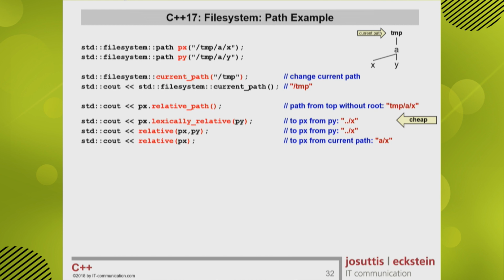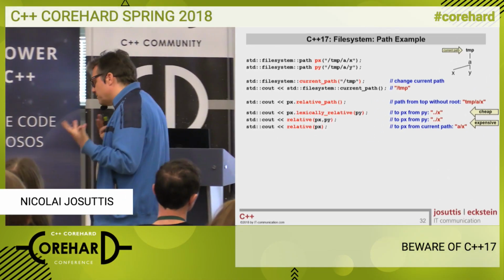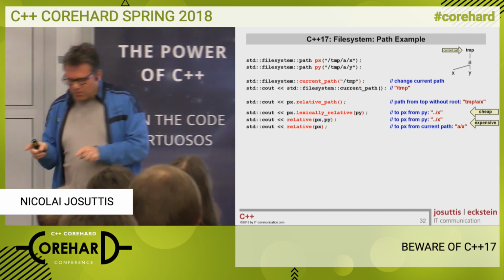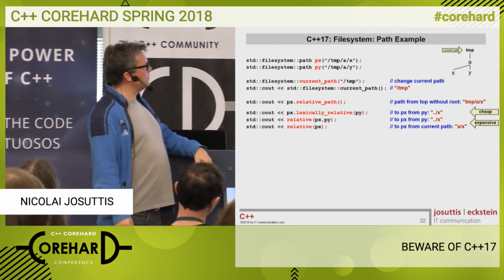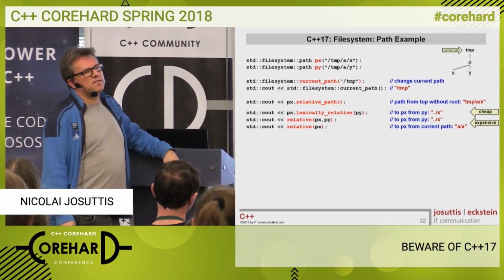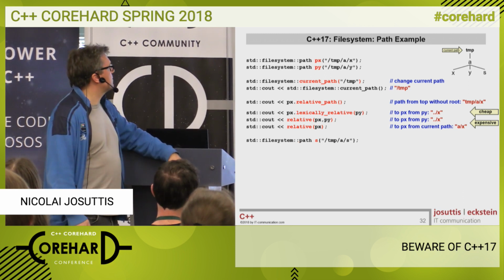And relative is taking file systems into account. That means that lexically relative is cheaper than relative. That's an expensive call. That's not good, maybe not the best design to make the expensive call shorter than the longer, but a general pattern you see here: all cheap calls are member functions, all expensive calls are freestanding functions.